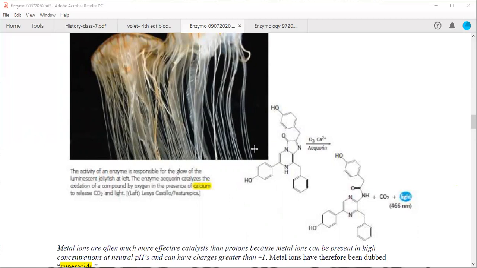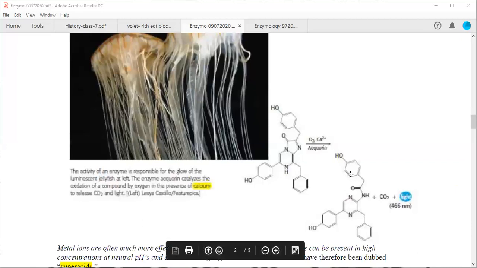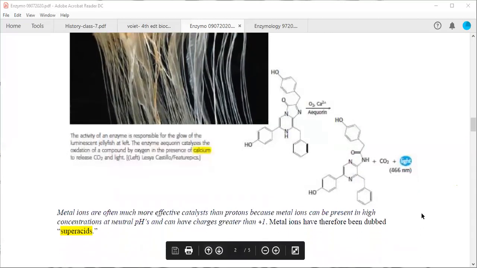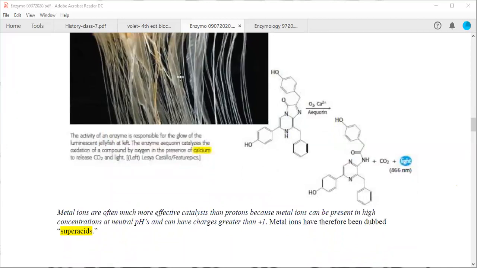Suppose this is an enzyme and this is a substrate. This enzyme aequorin is going to oxidize it with the help of oxygen and some metal ions, so that it will be converted into this form. This process leads to the release of carbon dioxide, and light is emitted with a wavelength of 466 nanometer, which is a yellow-orange color.